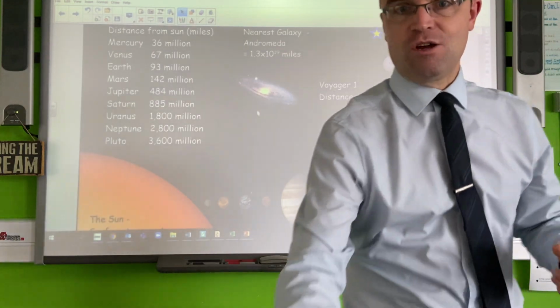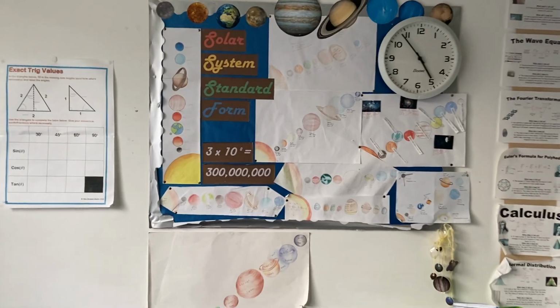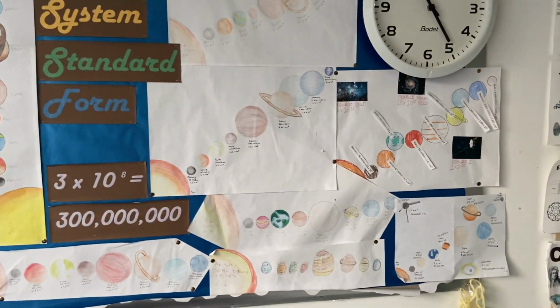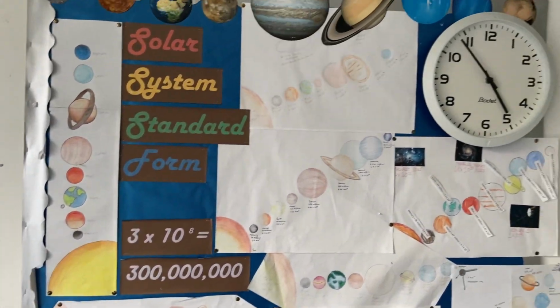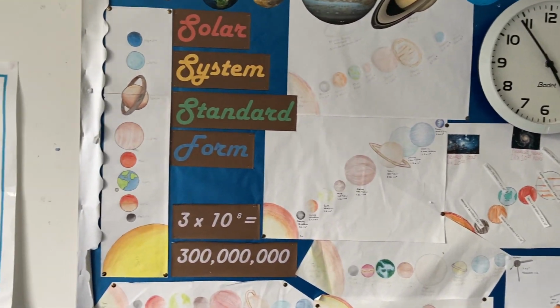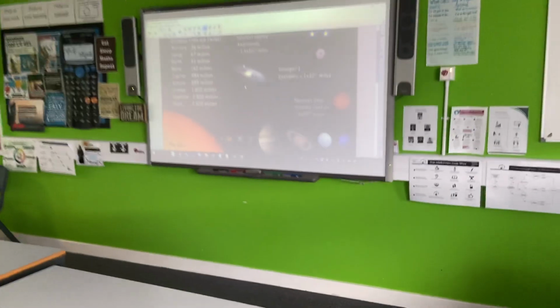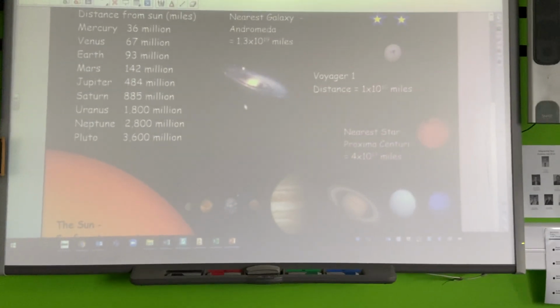It's at this point, and I don't usually do this, but I'm just going to grab the camera. I'm just going to take you to one of my displays. And here you'll see some of the work that we've done before on standard form solar systems. And you can see my pictures and how we work them through. So that's kind of what we're aiming for, solar system standard form. Okay, I'm just going to now put you back. There we go.